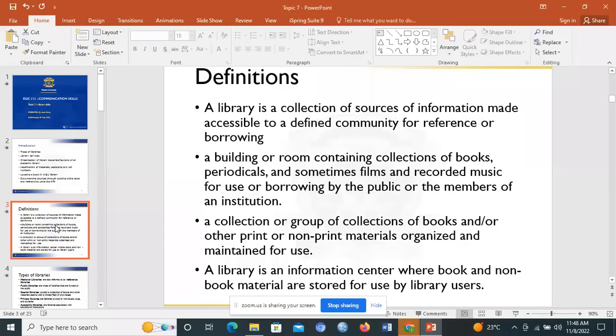And they are not just collected there for no apparent reason, but they are collected there for borrowing and for use by library users. So that means that if we're talking about the KUC library, for example, it is an information center. It is not just there for decorations to be called an information center. It is validated by the presence of library users.